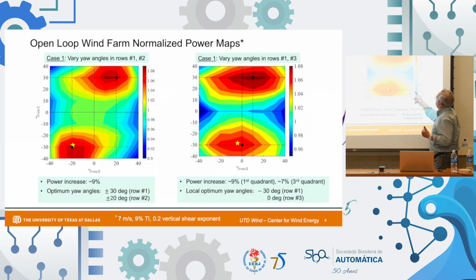Then this is the case where we do rows 1 and 3, and in here the increase is not symmetric. There are some issues there with the rotation orientation of the turbines for that particular setup, and also the amount of power that we increase depends on the quadrant. So the actual optimum is that one, which is about 9%, but the extremum seeking converges to another local optimum, which is about 7%.